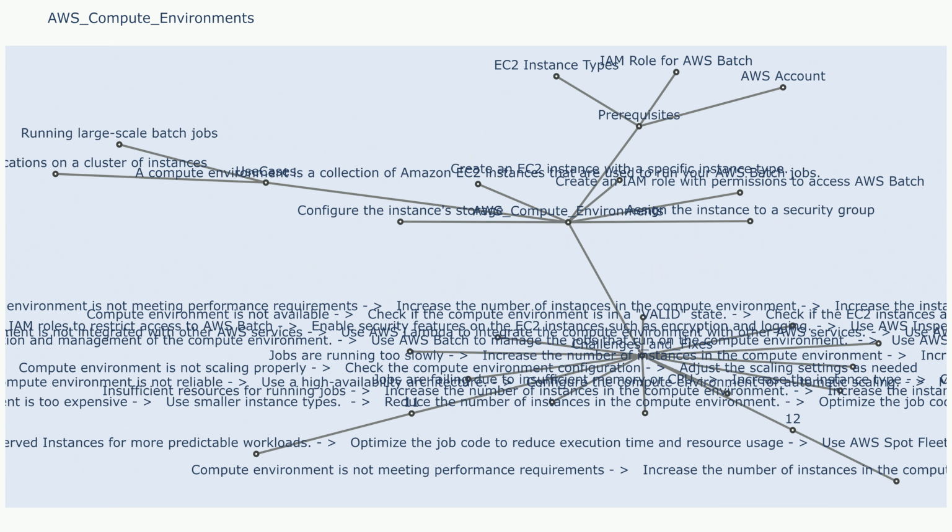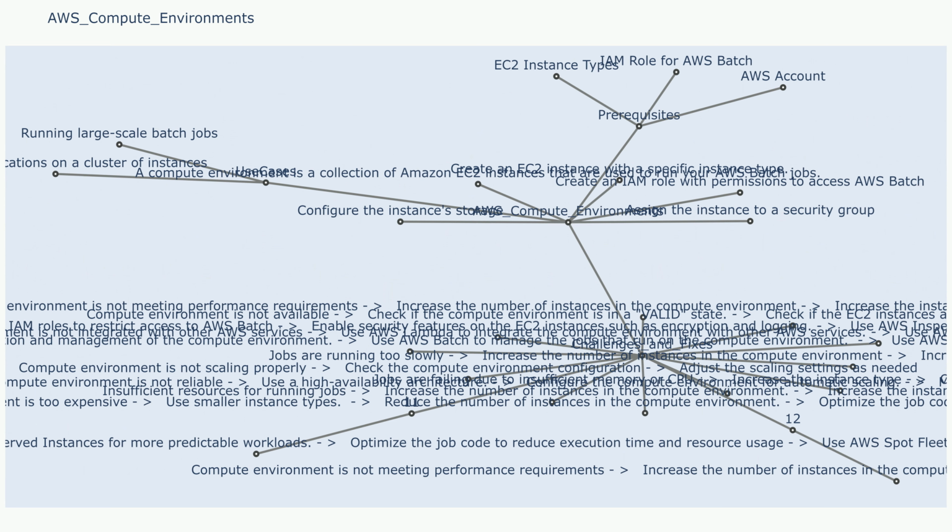Challenge: compute environment is not secure. Fixes: use security groups to restrict access to the EC2 instances. Use roles to restrict access to AWS Batch. Enable security features on the EC2 instances such as encryption and logging. Use AWS Inspector to scan the EC2 instances for vulnerabilities. Use AWS WAF to protect the EC2 instances from web attacks.